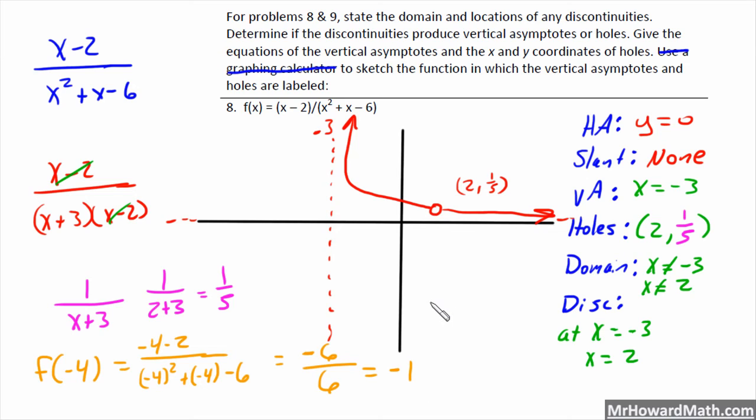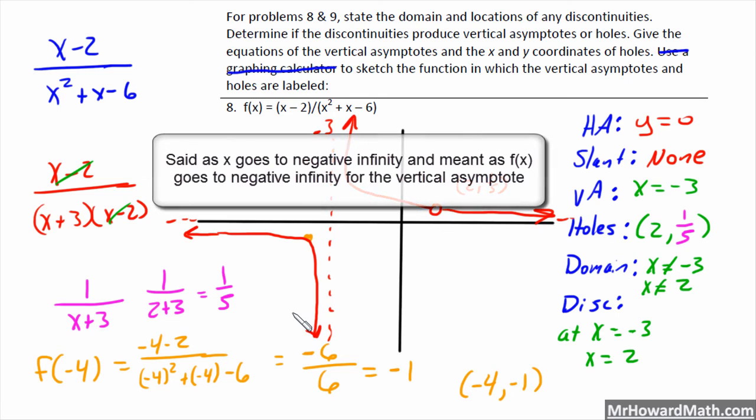So that means we have an ordered pair of negative 4, negative 1. Put that right here. So we ran a test point. Negative 4, negative 1 would be approximately right there. So that tells us this part of the graph has to be in this lower left section. So it has to approach the horizontal asymptote as x goes to negative infinity. We would need to go through that point that we identified, and then it has to approach the vertical asymptote. So it has to look like that based on the information that we have.